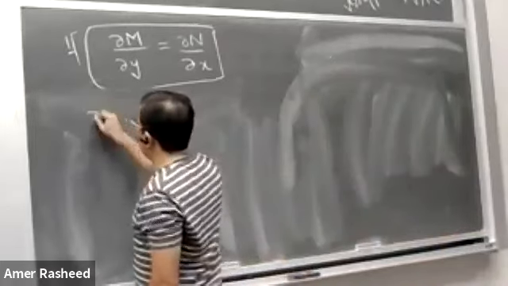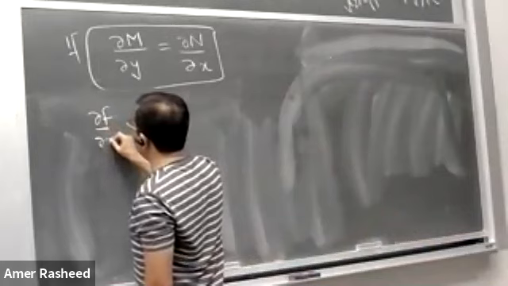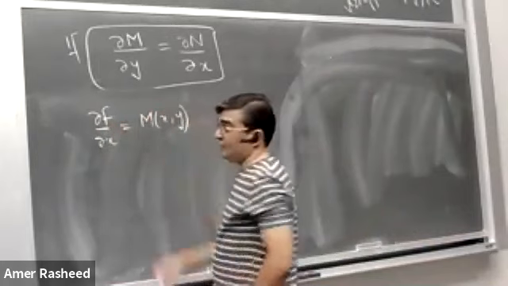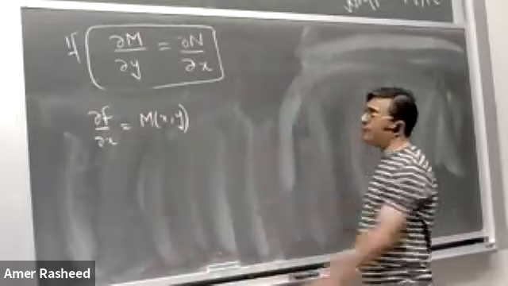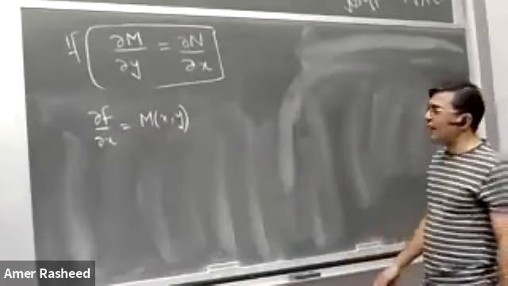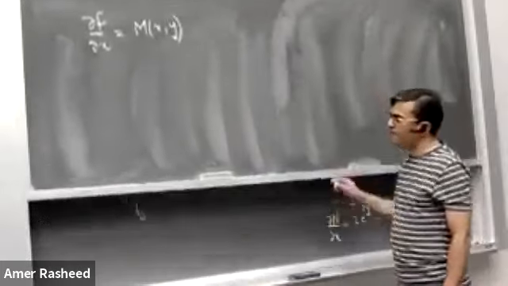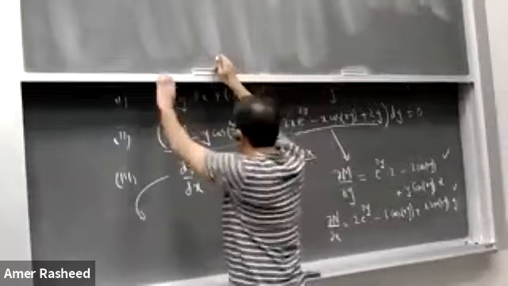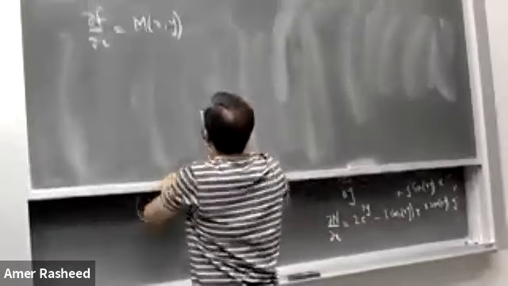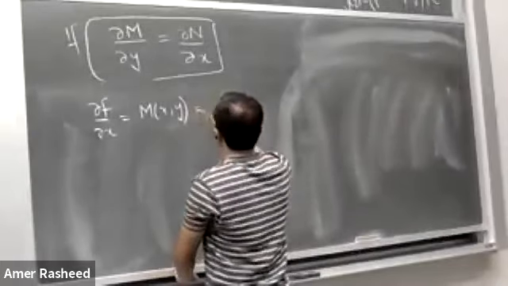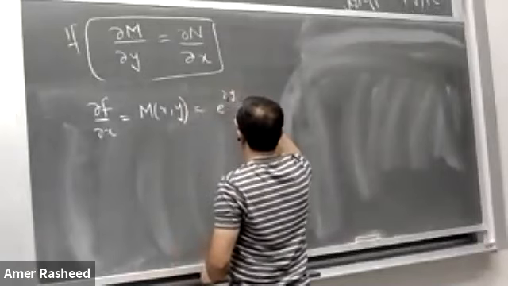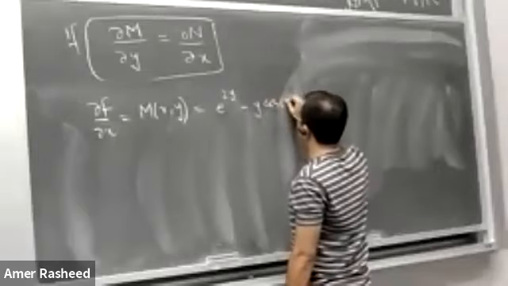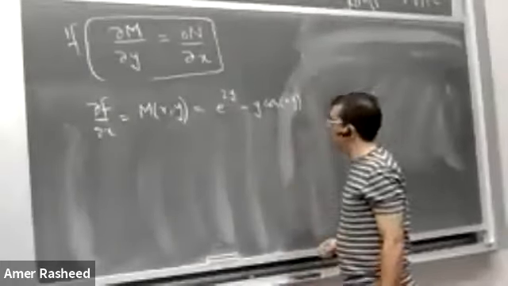Then we can start with partial f over partial x is equal to M of x, y. That is equation A, remember that equation. You have to remember this, that partial f over partial x is equal to M. Now what is M here? In this equation, M is e^(2y) minus y cos(xy). So this is your M.